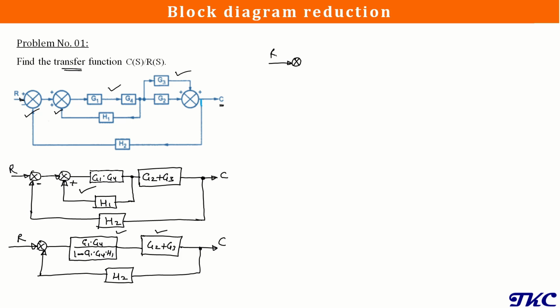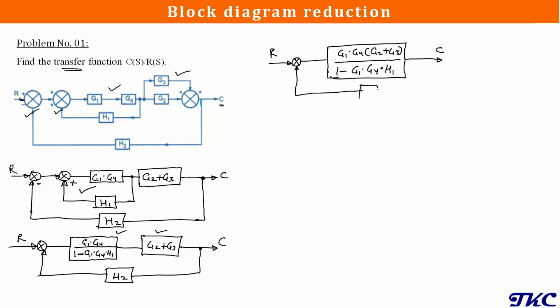So it will be summing point, input signal is R, and then we are having a single block and it will be having the equivalent transfer function. It will be G1 into G4 in bracket, because now G2 plus G3 will be multiplied here, so of course it will be multiplied in the numerator. So we will be having G2 plus G3 on, and denominator will remain as it is, 1 minus G1 into G4 into H1. Then we will be having an output signal here, and again that signal will be sensed by block H2.